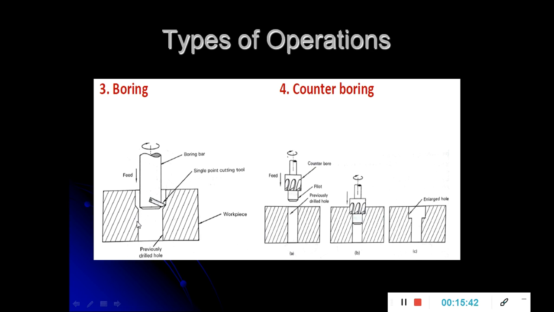So first, the drilling is made with the help of the drill bit. Then this workpiece is held securely in the clamp, and this boring tool is going to be inserted into the hole as the required diameter of the hole is produced. So we can say that boring is an enlarging operation. Boring is the enlarging operation which is done on an already drilled hole.